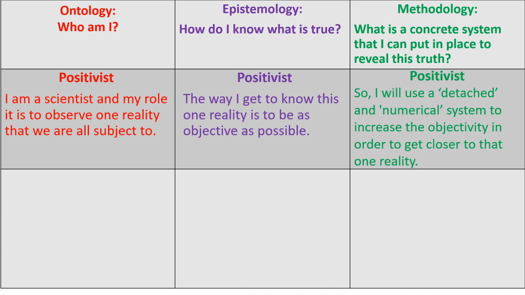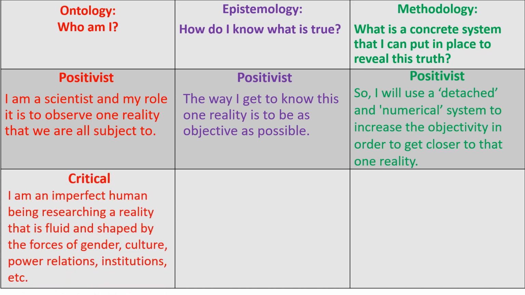So he uses a detached and numerical methodology. He needs this methodology because it is detached. This detachment will increase his objectivity to get closer to this one reality that we are all subject to. He believes that women lie, men lie, but numbers do not lie. Numbers are objective. Numbers will take him to the truth. So this is the methodology of the positivist.